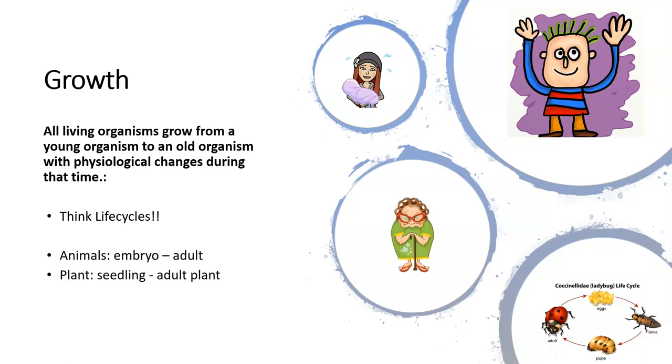Okay, so all biotic living organisms grow from a young organism through to an old organism, and through this time there's physiological changes. So you need to think of life cycles, okay? And if you have a look at the bottom there, we've got the life cycle of our ladybug. So animals tend to develop from an embryo through to an adult. Our plants from the seedling to the adult plant or the mature plant.